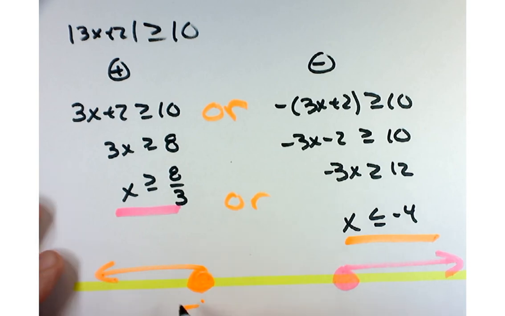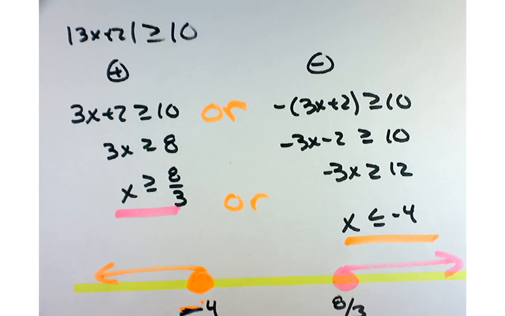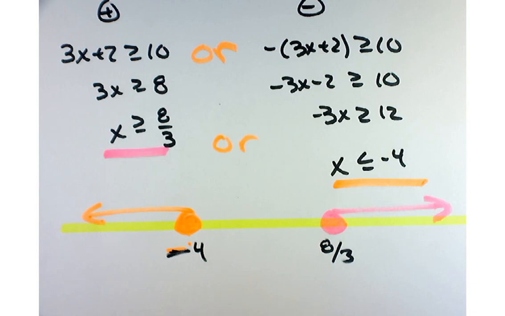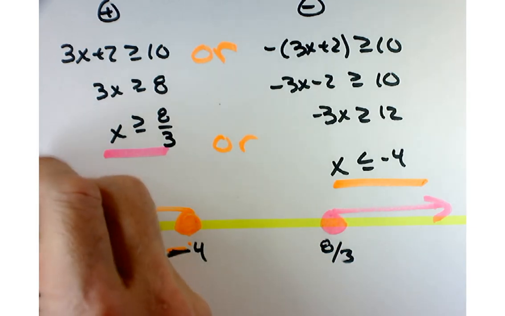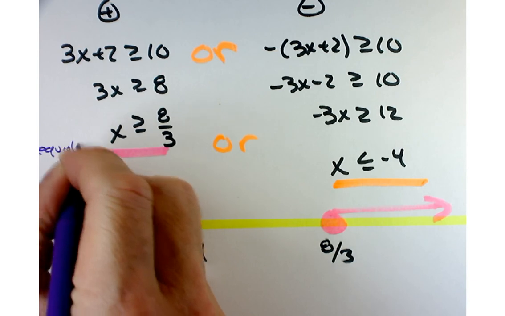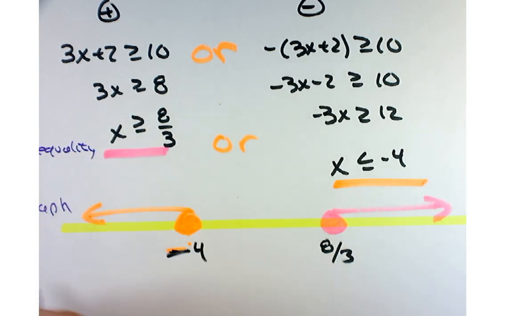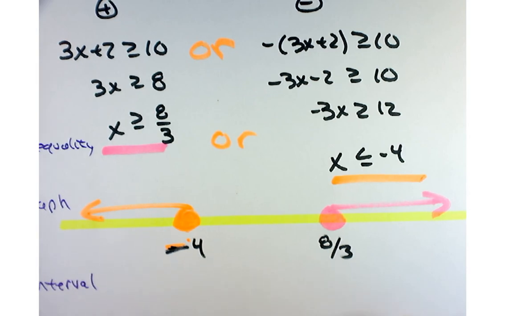Let's put in some numbers here. That'd be negative 4. That's our positive 8/3. And there's our answer. Now there is one more form of the answer that I could ask you for, but so far we've got the inequality, the graph. The last thing I could ask you for would be the interval notation.